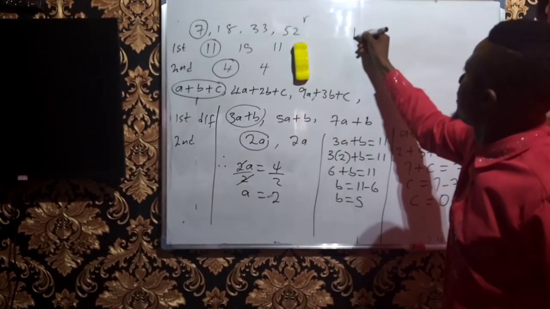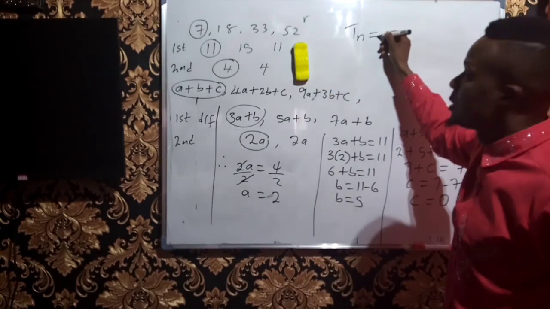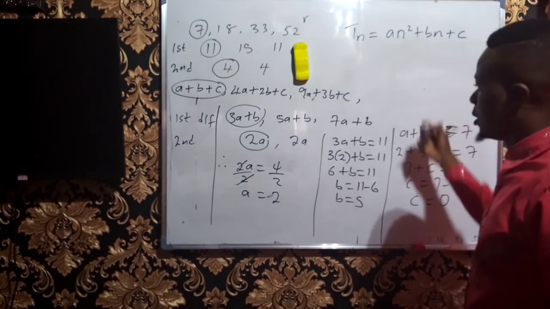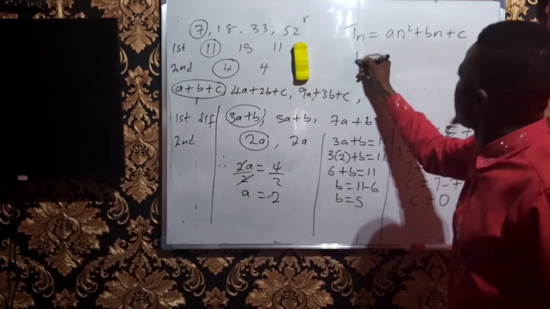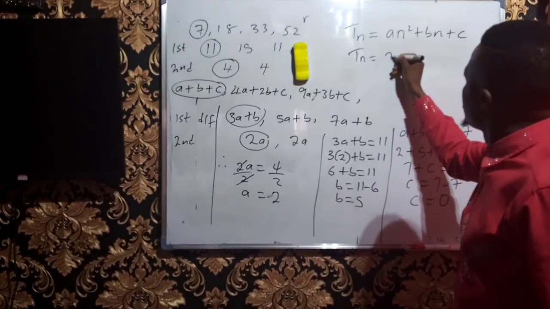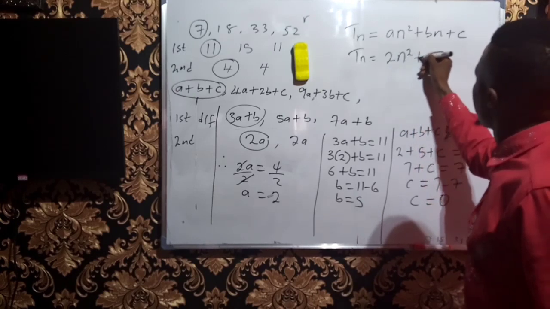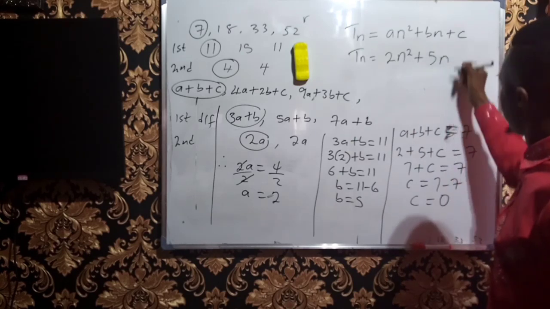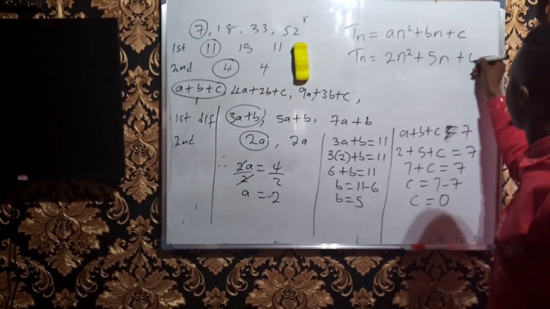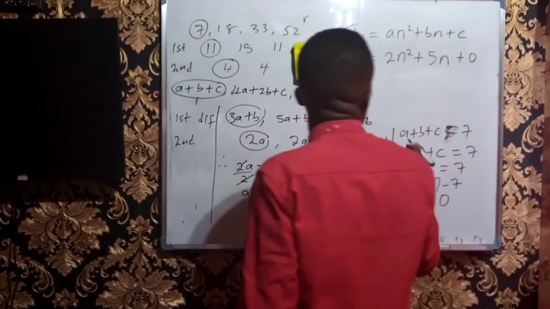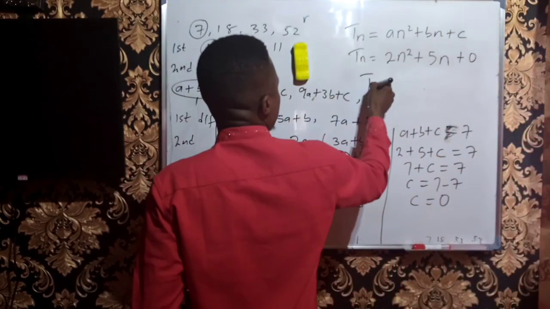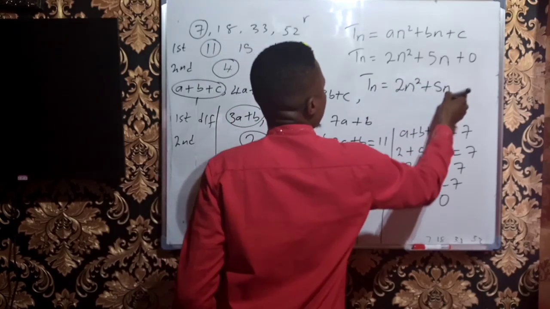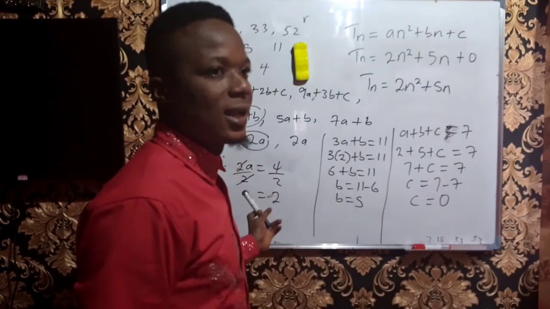The general form Tn for a quadratic sequence is an squared plus bn plus c. Already my A is now 2, so the Tn becomes 2n squared plus my B is 5, we have 5n, and my C is 0, then plus 0. But 0 is nothing. Therefore, the nth term of this sequence given to us is 2n squared plus 5n, and that's just the answer, the nth term.